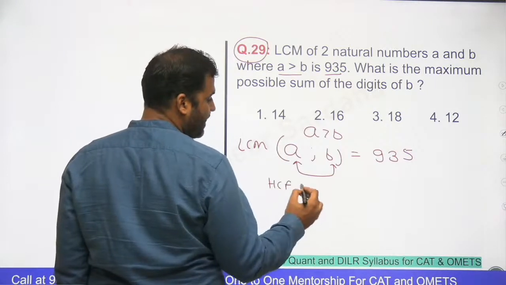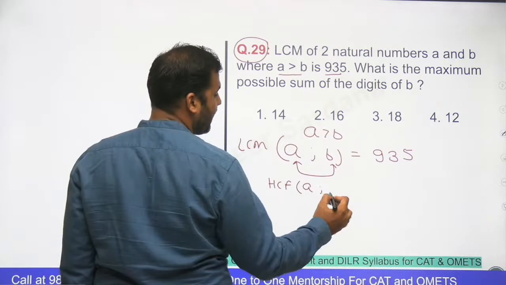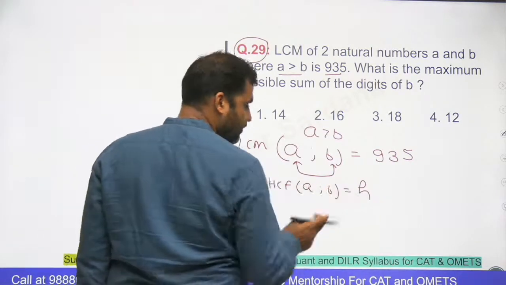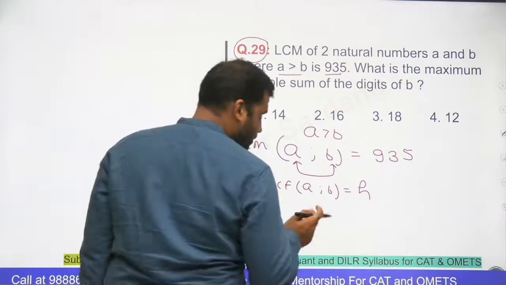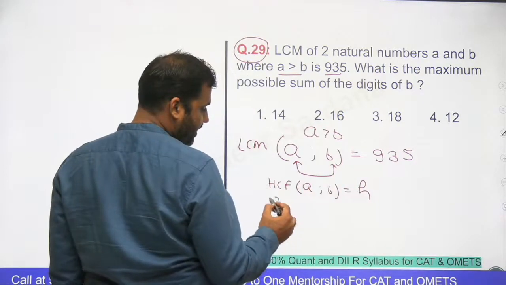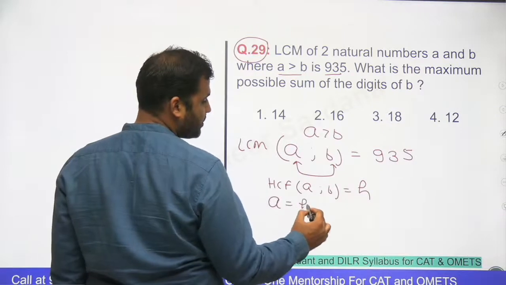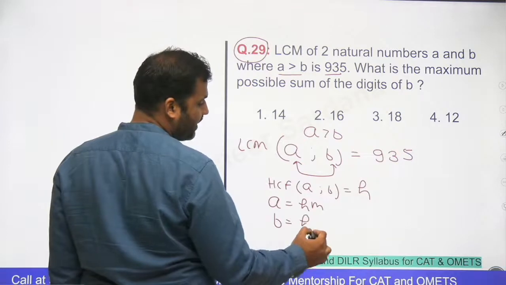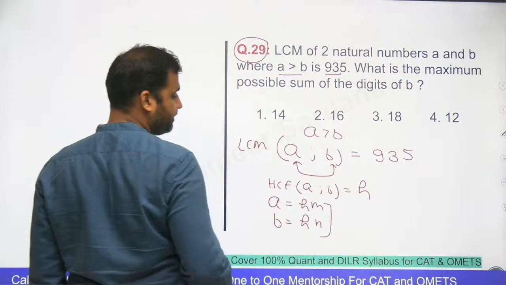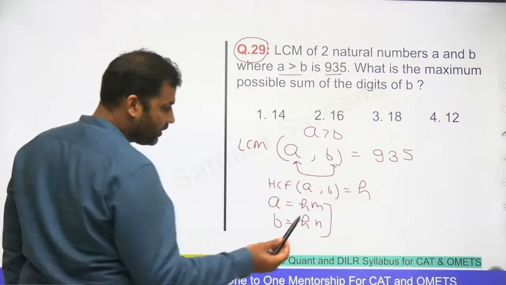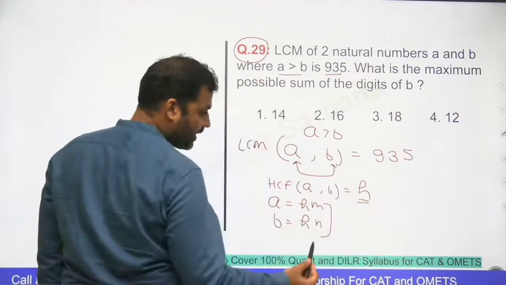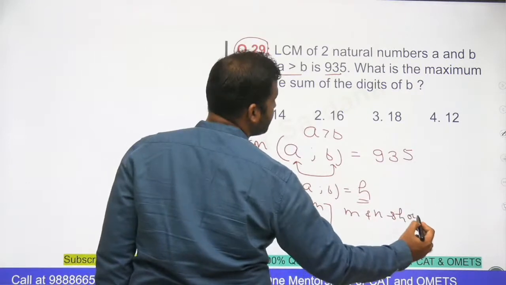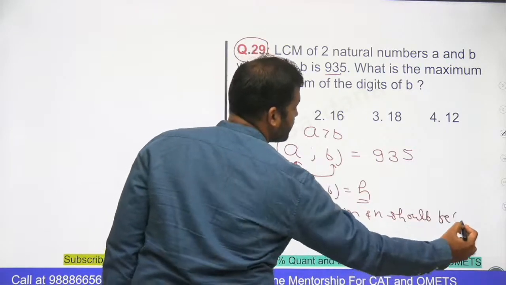Let's say that the HCF of A and B is equal to H. Let's say कि A and B का HCF जो है बच्चों वो H है. So can I say the number A will be equal to H multiplied by some number M, and B will be equal to H multiplied by N? Am I right or wrong? Everybody clear with this? And because H is the highest common factor, can I say that M and N should be co-prime? Guys, do you understand this concept? M and N should be co-prime with each other.